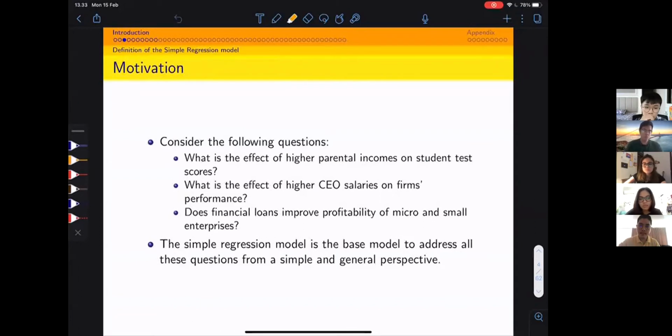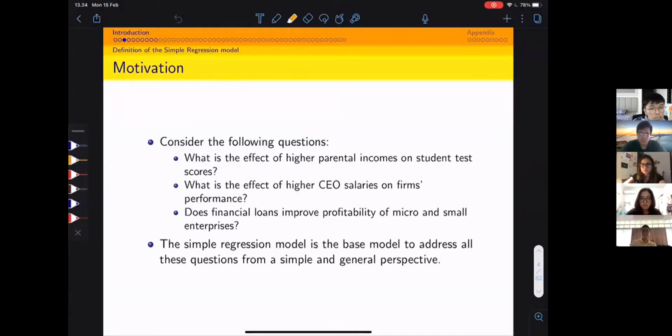Okay, so let's get into the motivation. We discussed last week that there are several questions that we're interested in. For example, we're interested in the effect of higher parental incomes on student test scores. This is particularly important for households, the poor and the vulnerable households. If we supplement them with additional income, will they be able to spare more resources for their kids and so push their kids' learning in school? That's something that we're interested in.